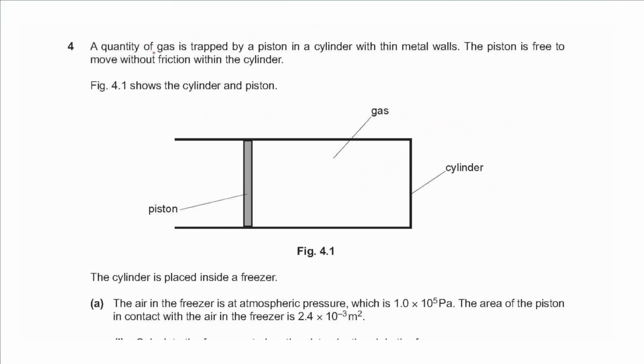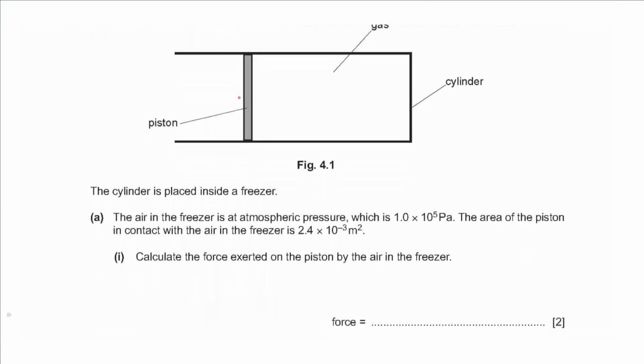Question 4 says a quantity of gas is trapped by a piston in a cylinder with thin metal walls. The piston is free to move without friction within the cylinder. Figure 4.1 shows the cylinder and the piston. The cylinder is placed inside the freezer.